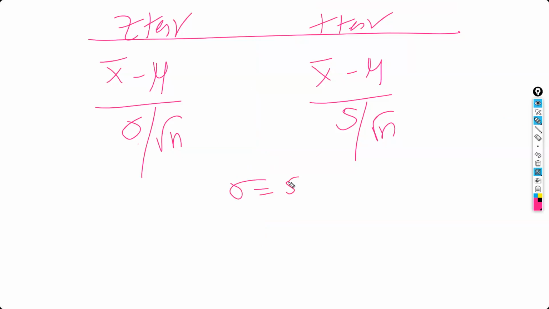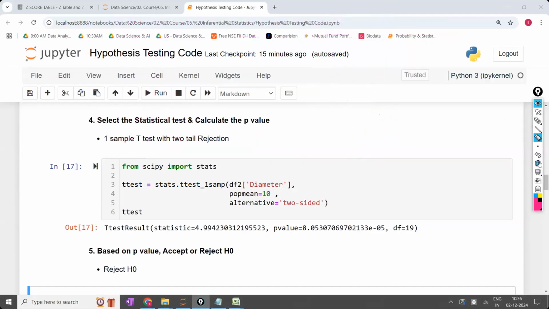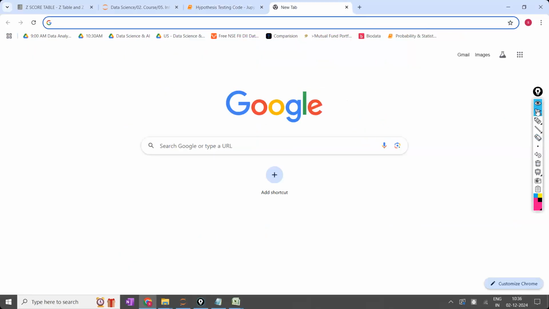When the population standard deviation and sample standard deviation are the same, then only both are the same. Otherwise, both are different, and then your Z test and T test are different. Now, just as we have the Z table, similarly we have the T table.